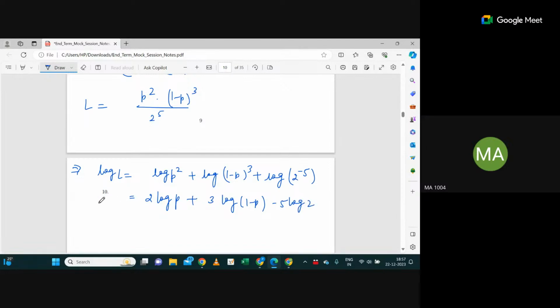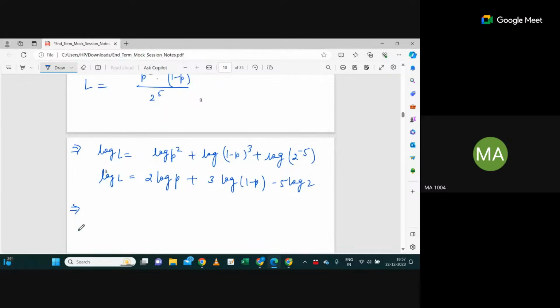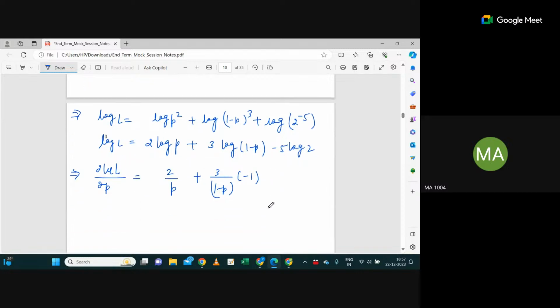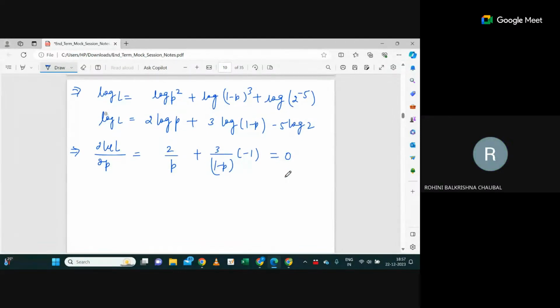Now we have to differentiate with respect to p. So it will be 2 by p plus 3 by 1 minus p, and again differentiation of 1 minus p will be minus 1, and the constant term will be 0. Now I have to equate this with 0. So it will be 2 by p minus 3 divided by 1 minus p equal to 0.